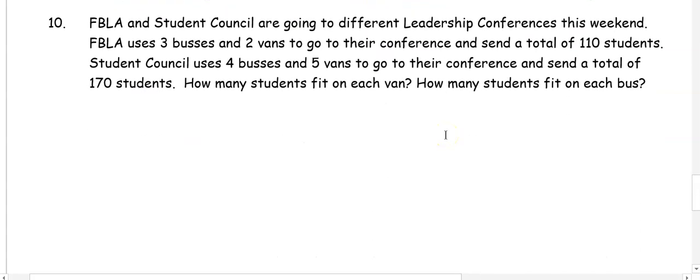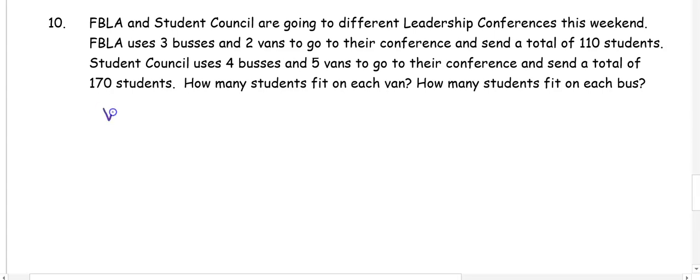In number 10, FBLA and Student Council are going to different leadership conferences this weekend. FBLA uses 3 buses and 2 vans to go to their conference and sends a total of 110 students. Student Council uses 4 buses and 5 vans to go to their conference, sending a total of 170 students. How many students fit on each van and how many fit on each bus?